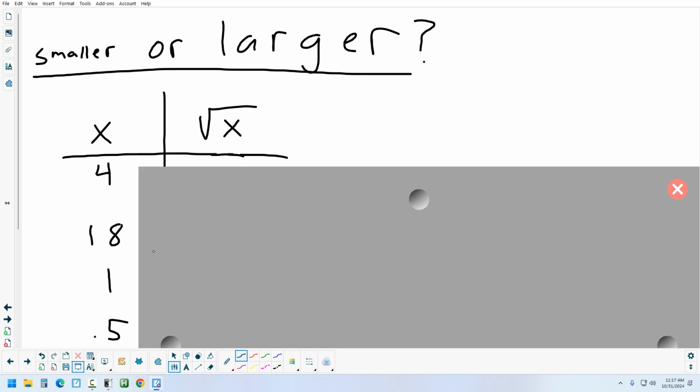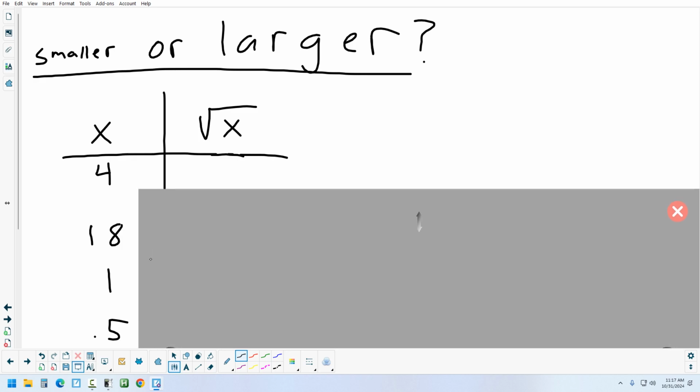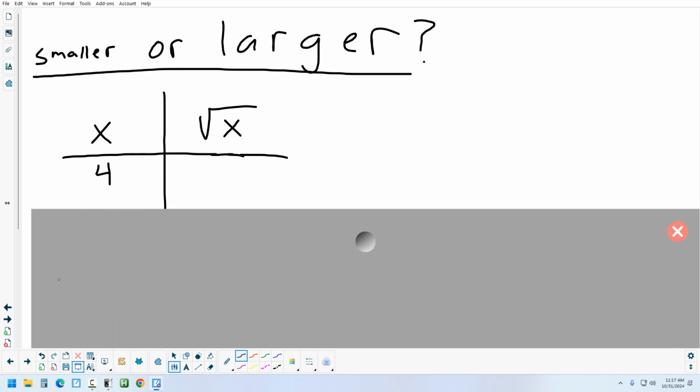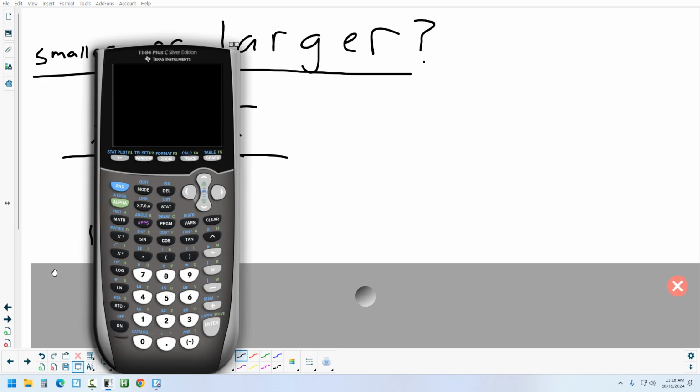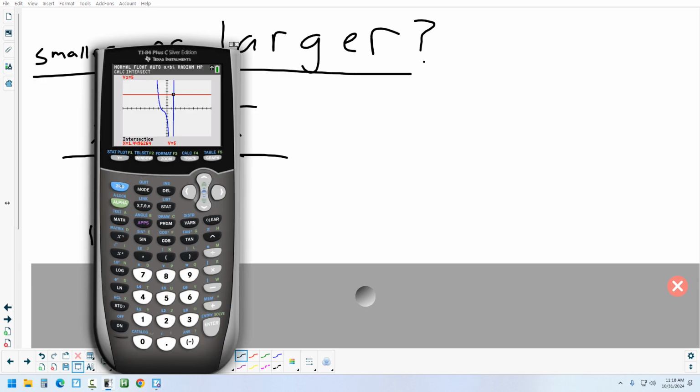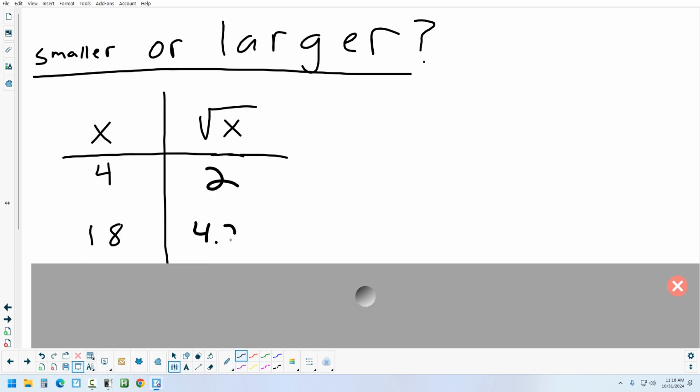So let's try the square root of 4. When we take the square root of 4, what do we get? 2. So did it get smaller or did it get larger? Got smaller. Let's try square root of 18. We got 4.24. Okay, what happened? Smaller. So it looks like when you take the square root, it gets smaller.